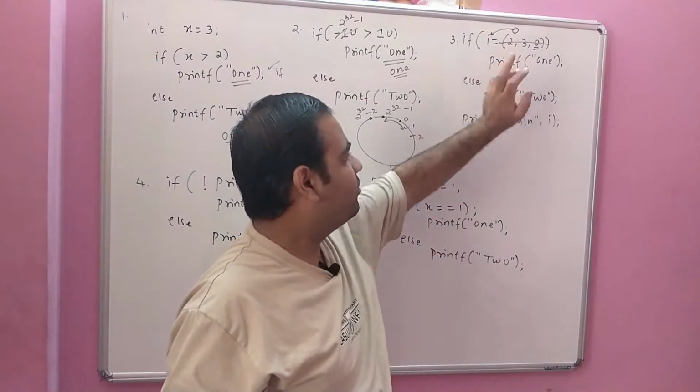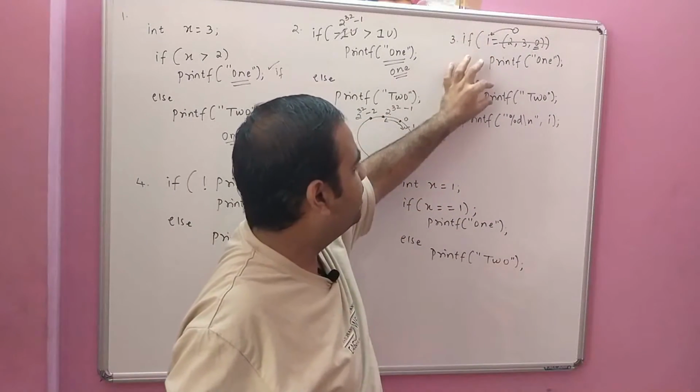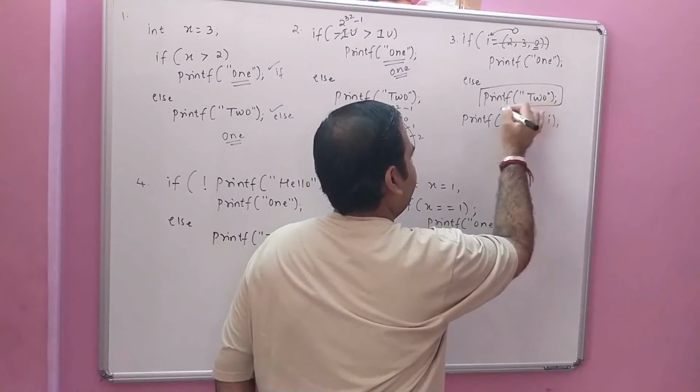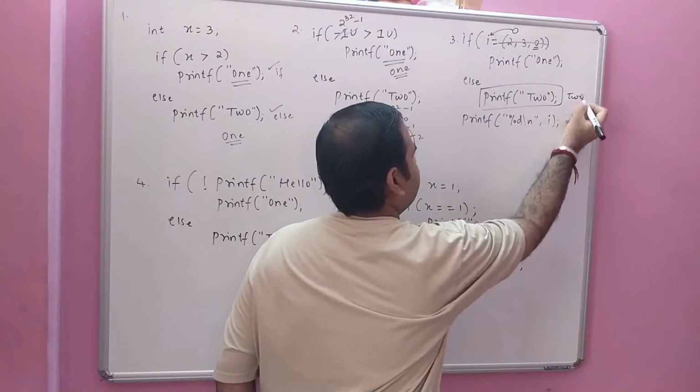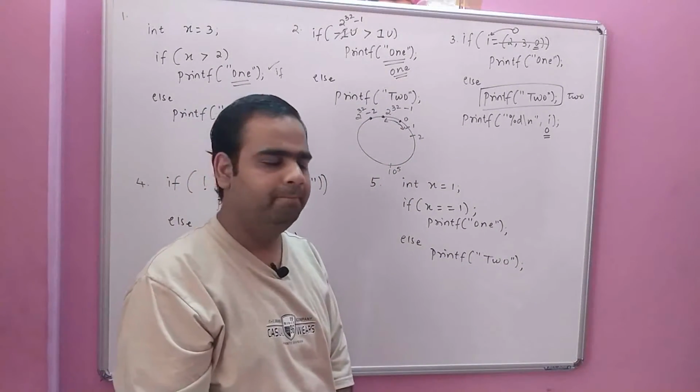We know that 0 is false. Therefore, this if evaluates to false. Hence, the body of else should be executed. And this is the body of else. And we see the output as 2. And the value of i to be printed is equal to 0.